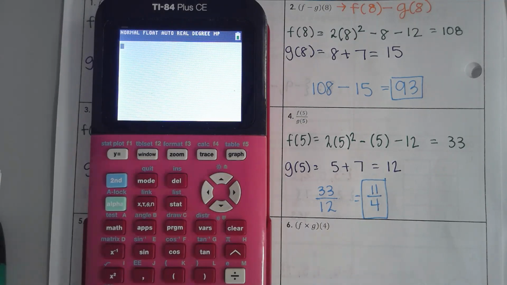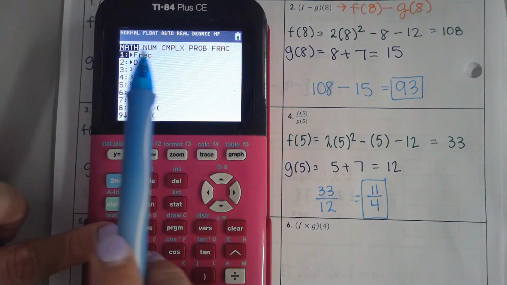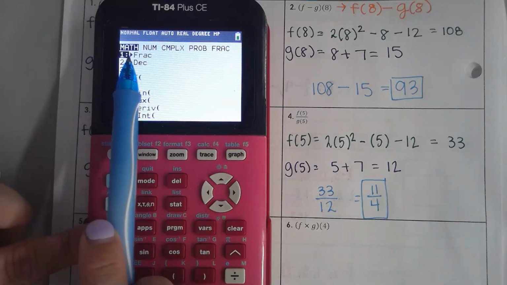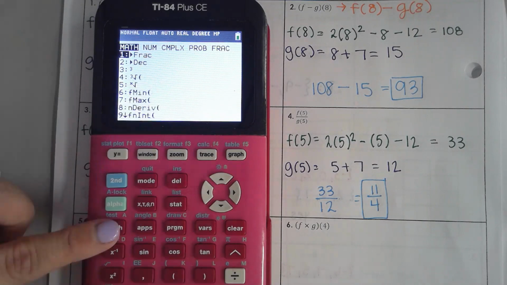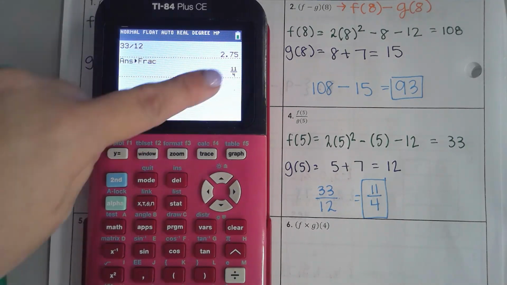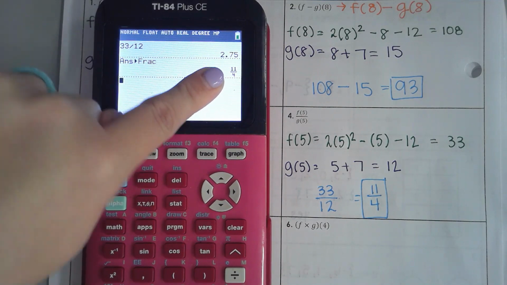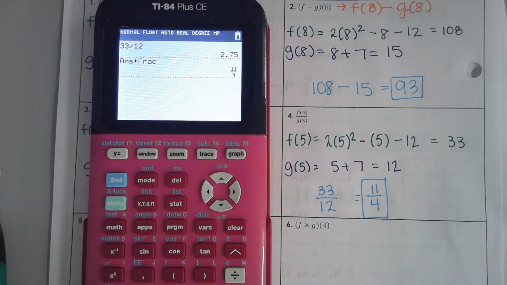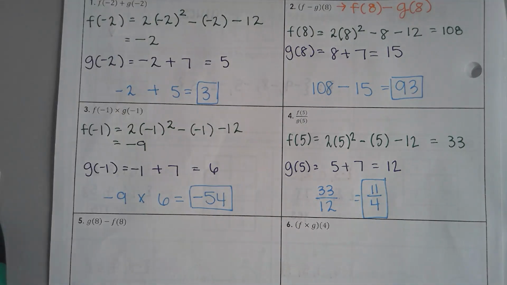Let's say you chose to use the divide button, 33 divided by 12. That decimal's okay. If you would have written down 2.75, I would have counted it right. But generally, we'll probably write our answers as fractions most of the time. So if you hit math, the first option has that FRAC. That means fraction. And hit enter, and hit enter again. It'll convert it to a fraction. Are there any questions?